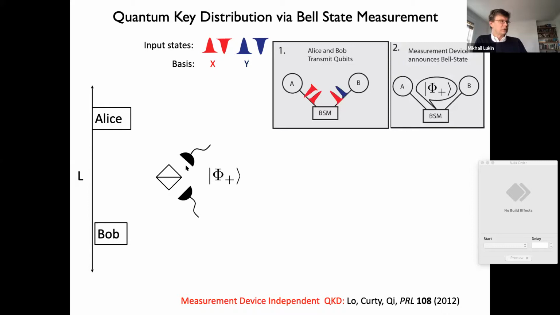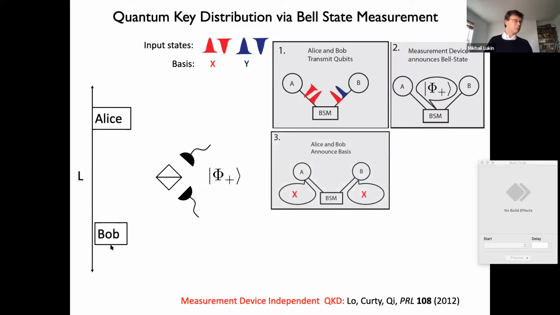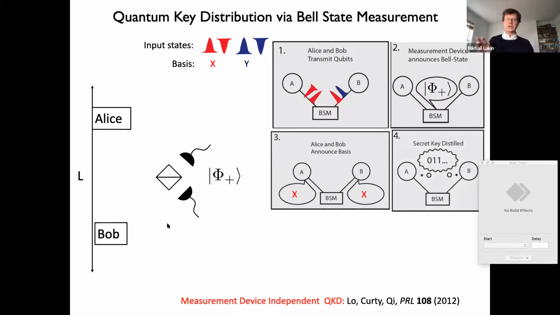Whenever these photons arrive and you measure, for example, a psi plus Bell state, the central node called Charlie signals to Alice and Bob that this psi plus measurement was carried out, and it creates a correlation between Alice and Bob. This correlation can be used, for example, to distill the key. That's the idea of measurement device independent QKD, which is now basically state of the art, a technique people have been using in the last few years.